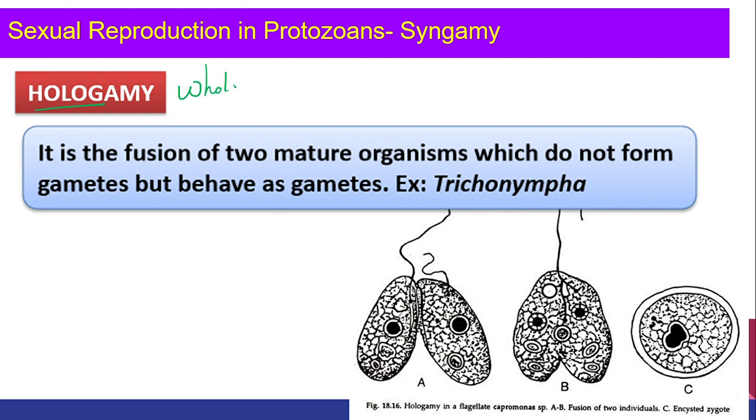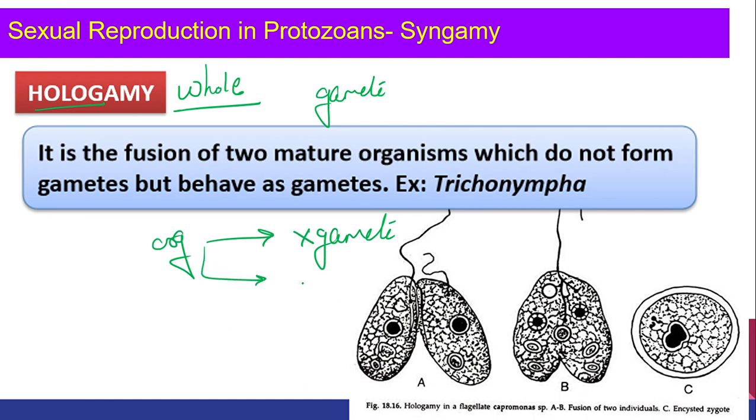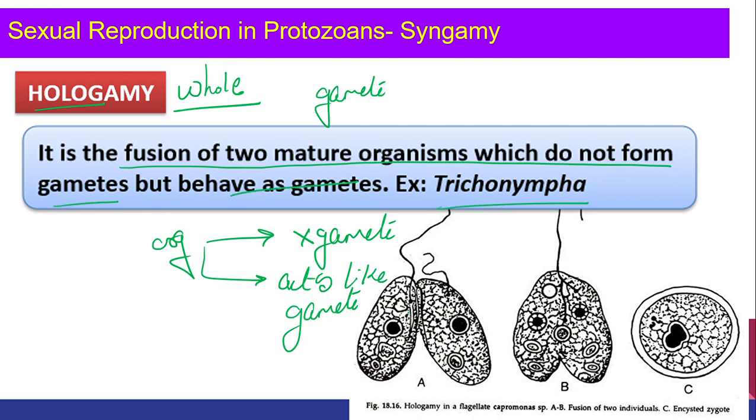Then what is hologamy? Holo means whole. So here the organism won't be able to produce gametes. The organism itself acts like a gamete. Since it is not able to produce gametes, it acts like a gamete and fuses together. See here, it is the fusion of two mature organisms which do not form gametes but behave like gametes and fuse together. For example, Trichonympha.